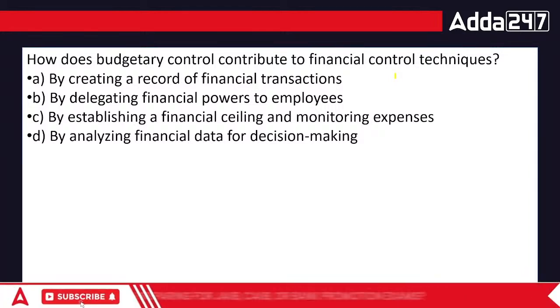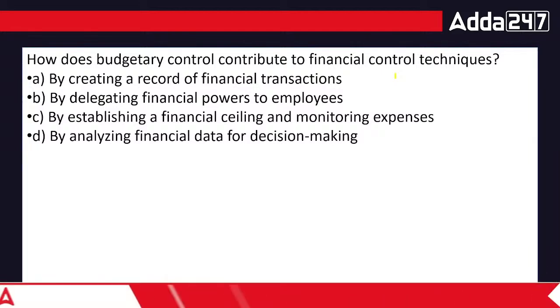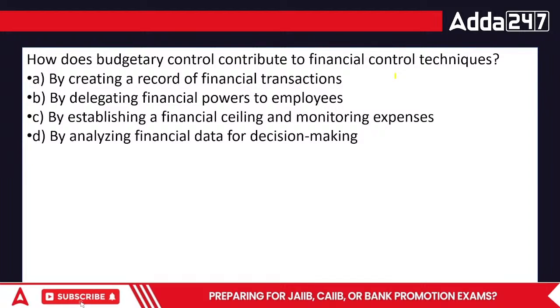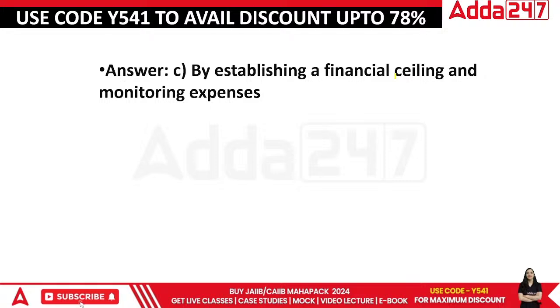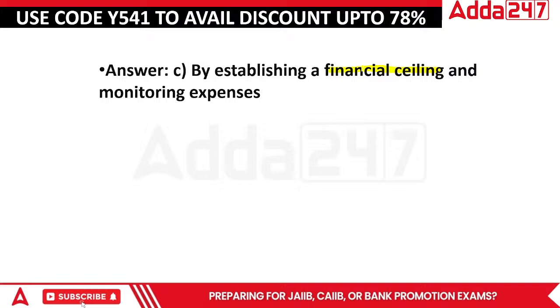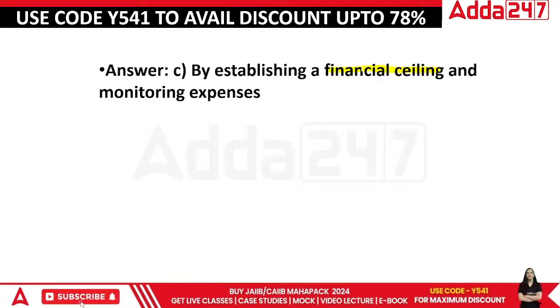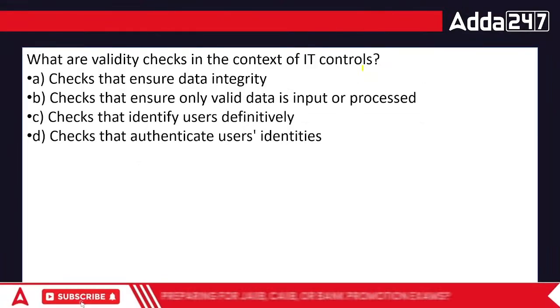What's going to be the answer? How does budgetary control contribute towards the financial control? Basically, it puts a particular ceiling. When we have a budget set, then we don't want to go above it. We'll be worried about that particular part, isn't it? So that is for monitoring expenses. That keeps a check on us for everything that we are doing, right?